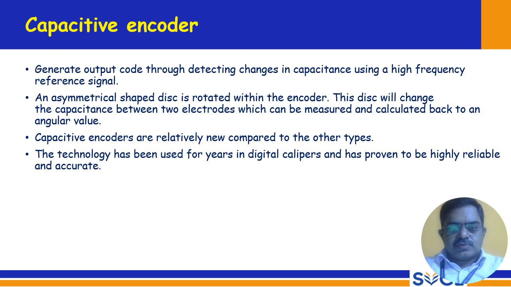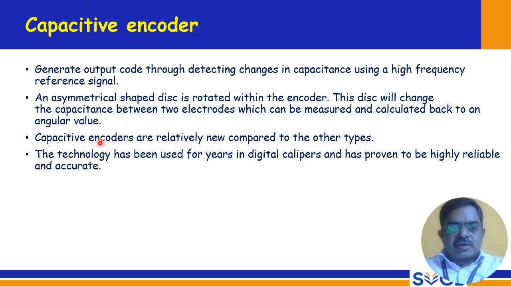The capacitive encoder generates an output code by detecting changes in capacitance using a high frequency reference signal. As an asymmetrically shaped disk rotates within the encoder, this disk will change the capacitance between two electrodes, which can be measured and calculated back to an angular value. So the angular value can be computed from its measured value.